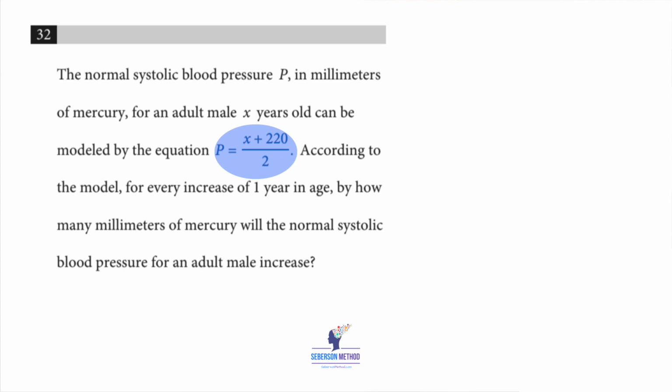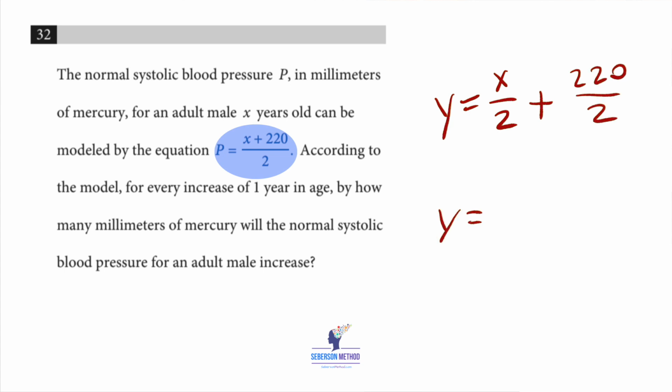Let's split the fraction. Let's rewrite it as x over 2 plus 220 over 2. Did you guys know that x over 2 is the same as x times 1/2? 1/2 is your slope, and 1/2 is your answer.